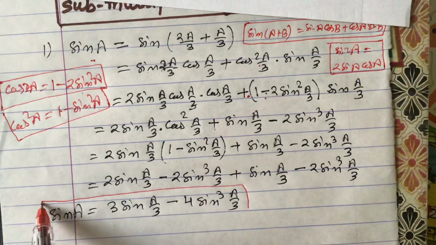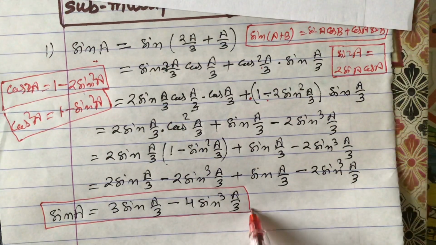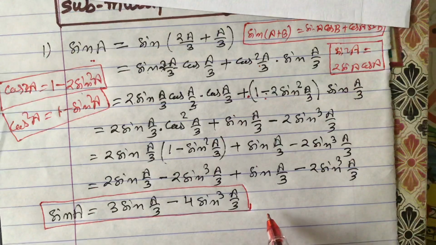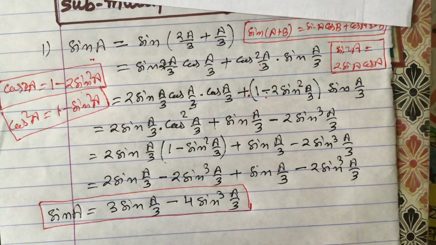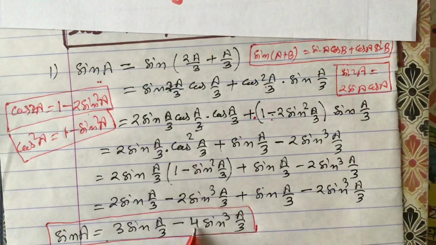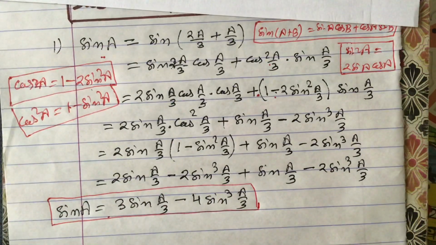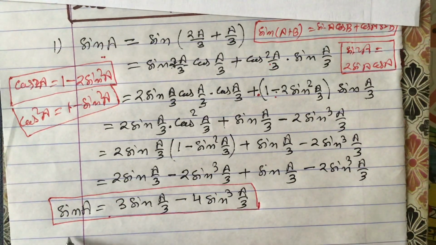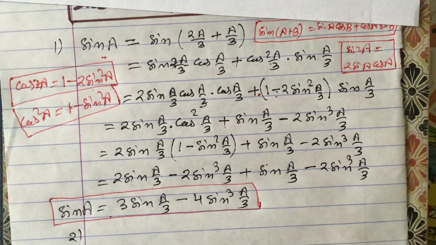Now in examination, if you are asked to express sine A in terms of A by 3, you can use the same method and do it in the same way, okay. Now similarly we will derive for cos also. Number 2 is for cos, okay.